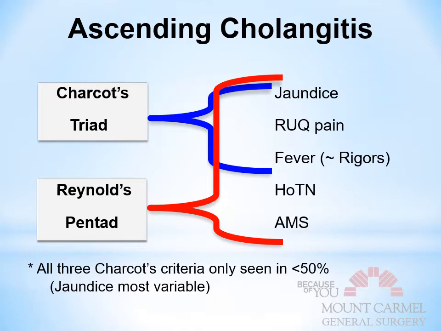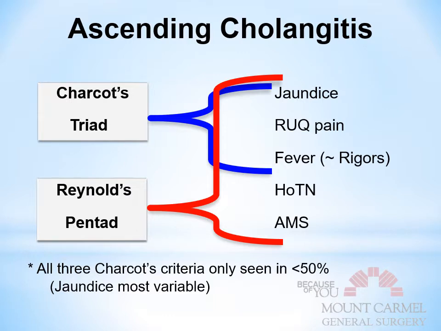Now, why is that important? Well, it's important because if you've got jaundice, right upper quadrant pain and fever, then you've got ascending, or a very high chance of having ascending cholangitis, and it's a very critical concern for the patient. If they have Reynolds' pentad, they're a very unstable and very, very concerning patient that needs GI to come in.